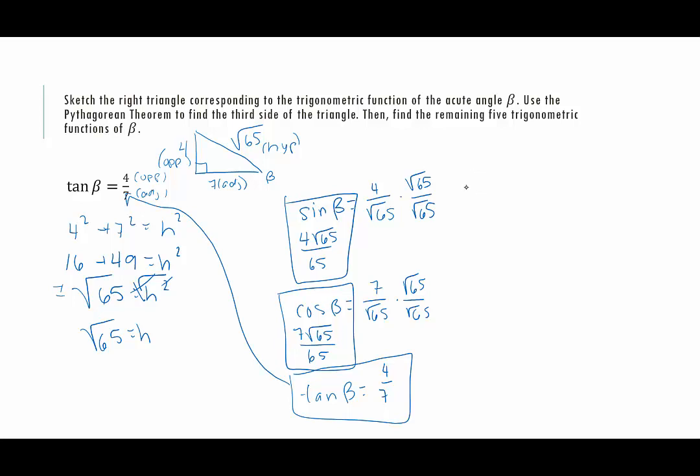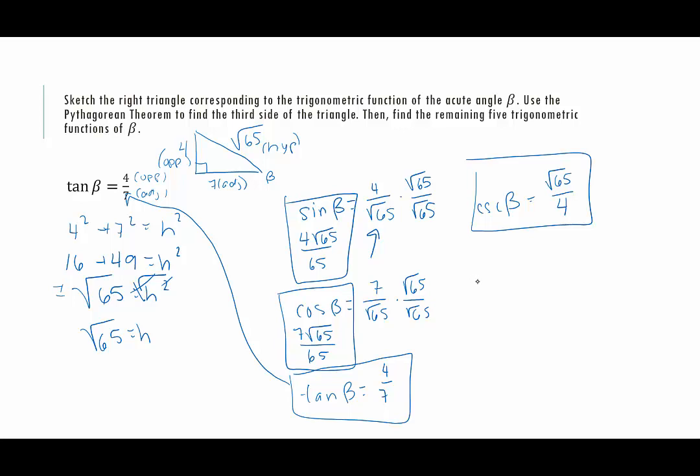Now we need the reciprocal functions. We have cosecant of beta, which is the reciprocal of sine. I'm going to use this piece right here. The reciprocal of 4 over root 65 is root 65 over 4, which we don't have to do anything further with.